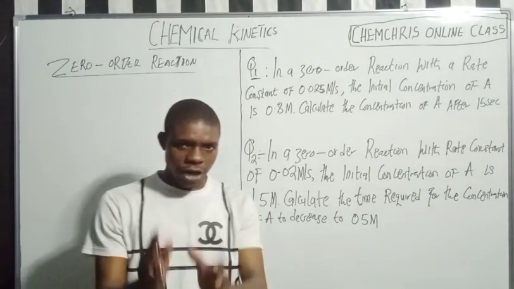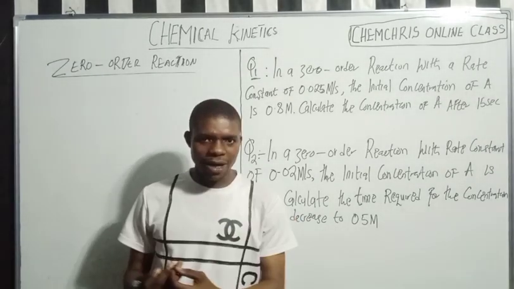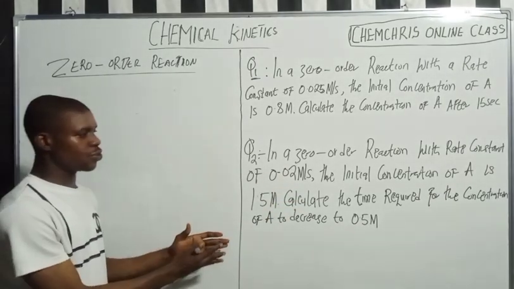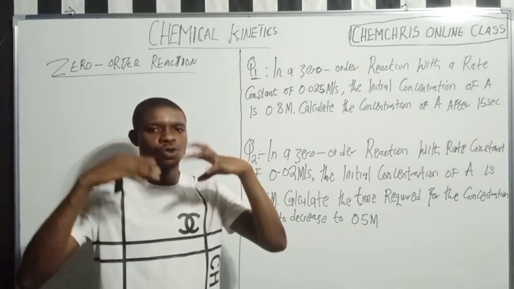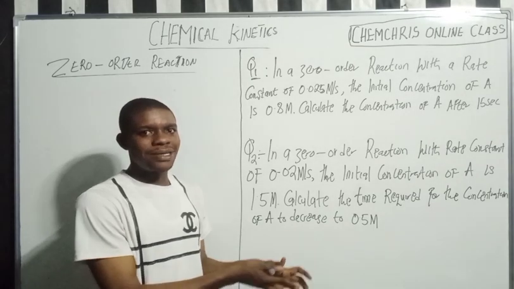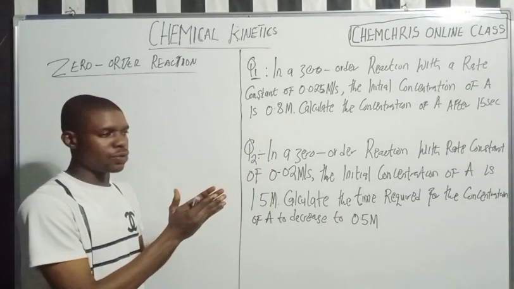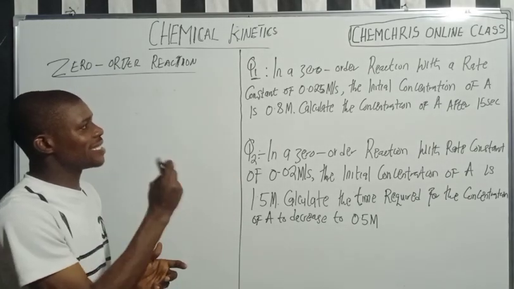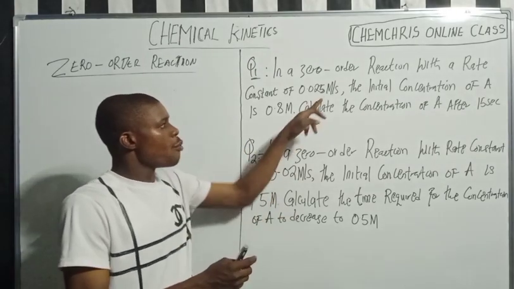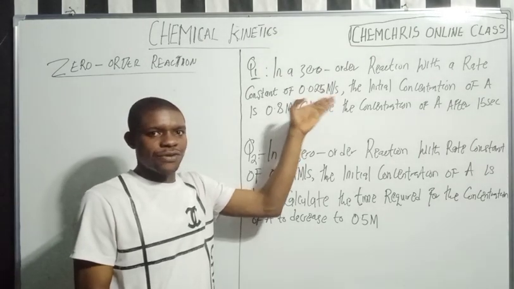Okay, now let's start solving problems and start applying the formula in tackling this problem here. We still have so many questions we are going to solve, enough for you to master how to use the zero order reaction formula to calculate questions. In a zero order reaction with a rate constant of 0.025 molarity per seconds. That is the unit of rate constant for zero order reaction.